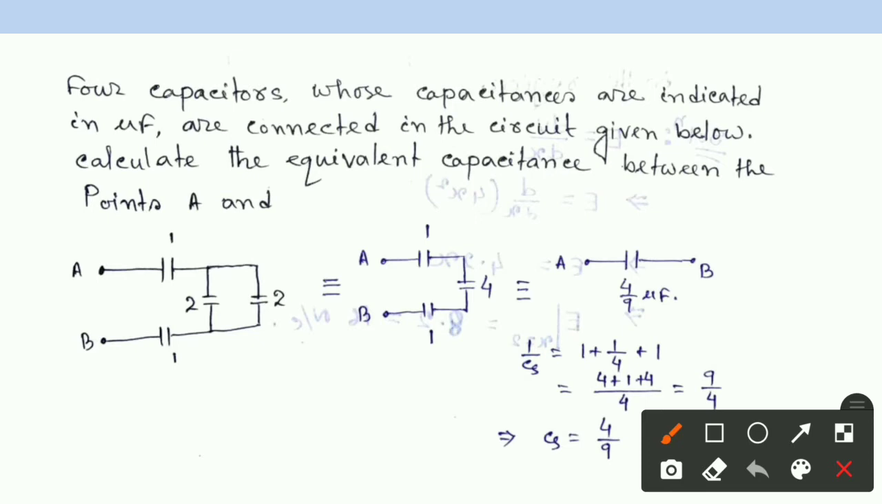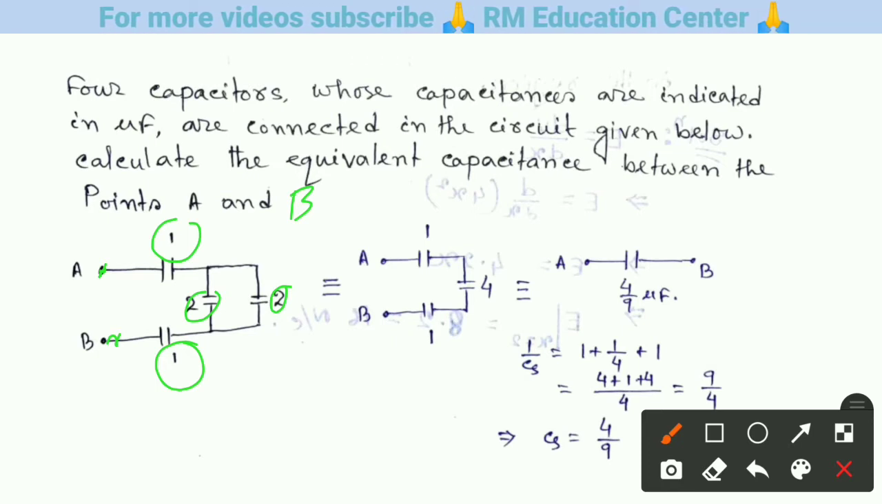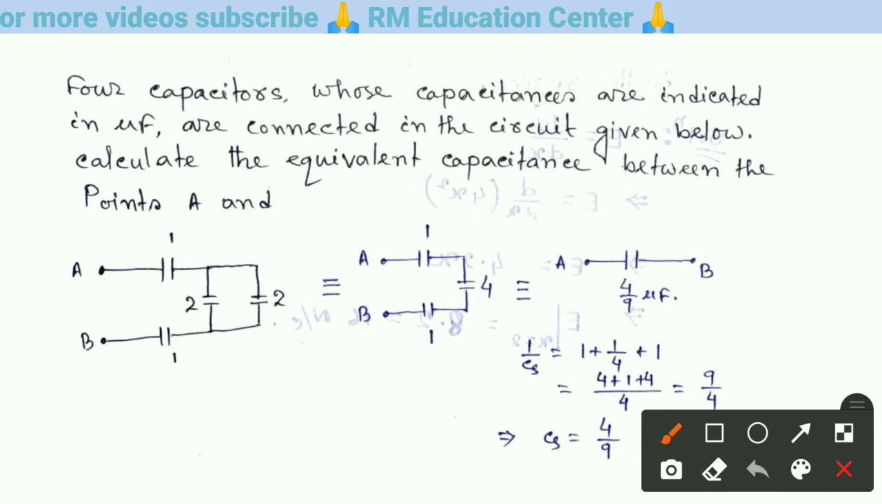Next question: 4 capacitors whose capacitances are indicated in microfarad are connected in the circuit given below. Calculate the equivalent capacitance between the points A and B. So here are the points A and B. It is 1 microfarad, it is 1 microfarad, it is 2 and it is 2 microfarad capacitance connected like that. Now we have to find out the equivalent capacitance between A and B.